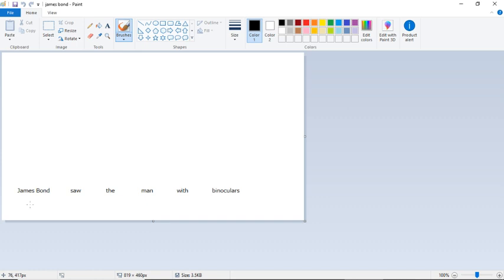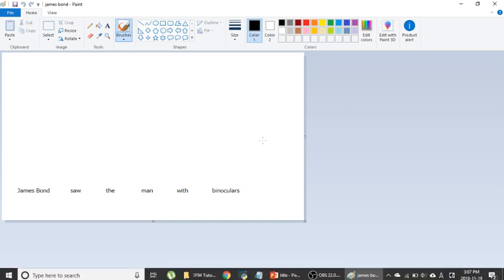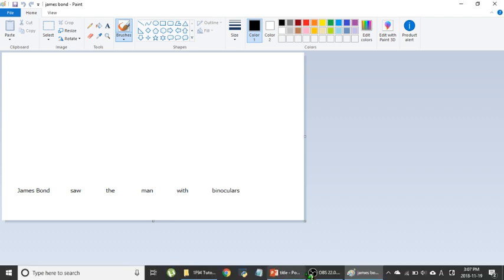So the ambiguity in this sentence is a result of "with binoculars" having two possible meanings. So there's two possible ways of interpreting this sentence. In one version of the sentence, James Bond saw a man who had binoculars. In the other interpretation of the sentence, James Bond saw a man, but the way that he saw the man was using binoculars. So the reason this is interesting is because, depending on the interpretation of the sentence, we'll actually be drawing a different syntax tree.